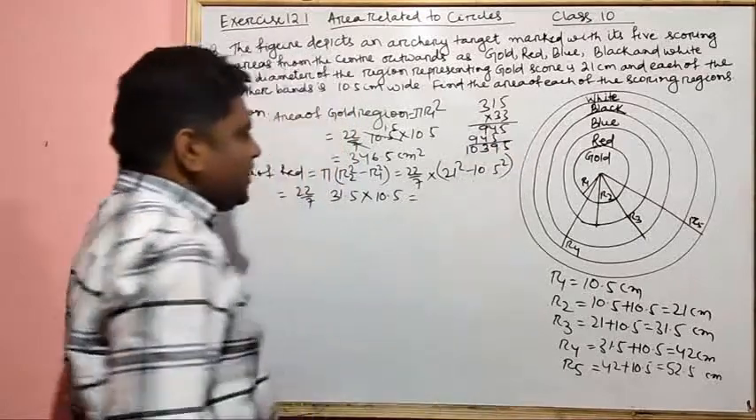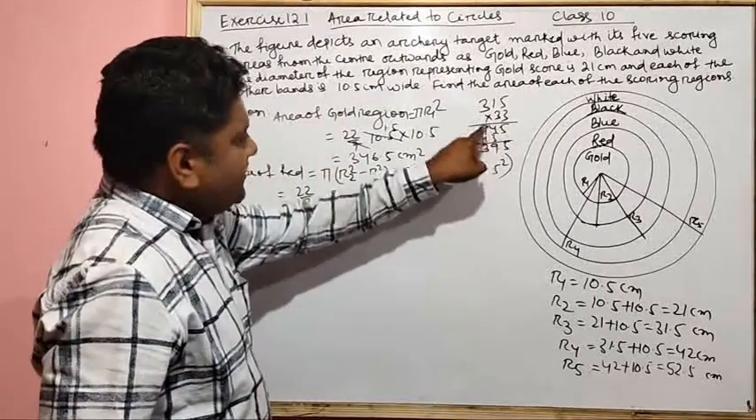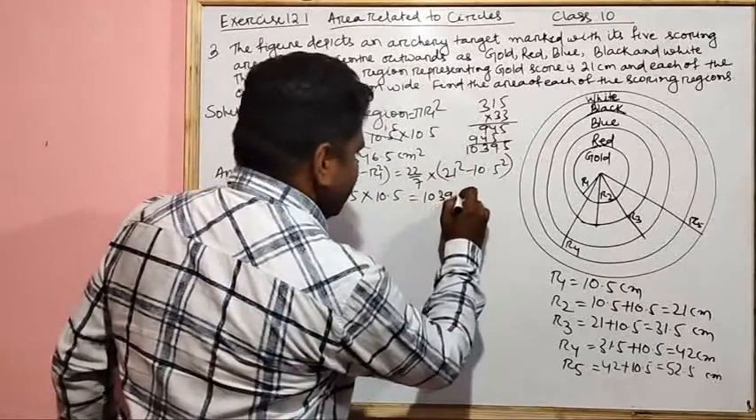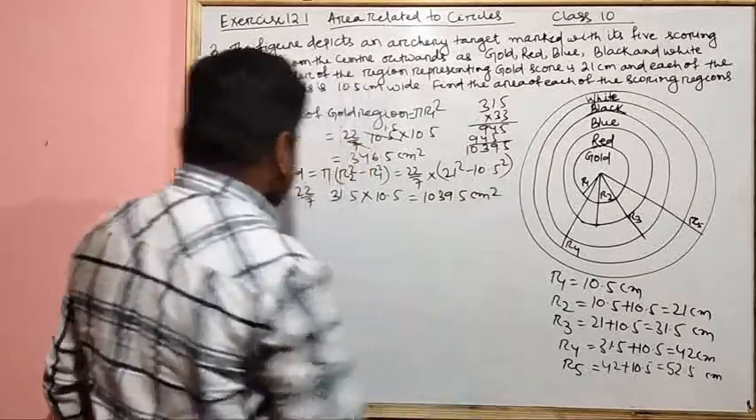There is a point 1059, and 10, 1039.5 cm square.